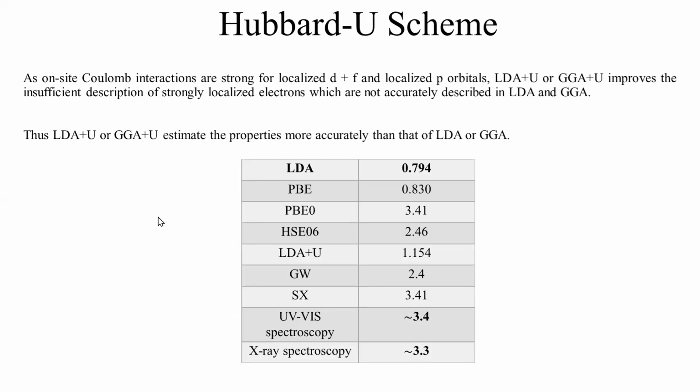So what are the effects of different exchange correlation functionals? Here is an example. If we calculate the band gap of any material, which experimentally is approximately 3.4 using UV-visible spectroscopy and 3.3 using X-ray spectroscopy, these two band gaps are experimentally observed. And what can density functional theory give you?